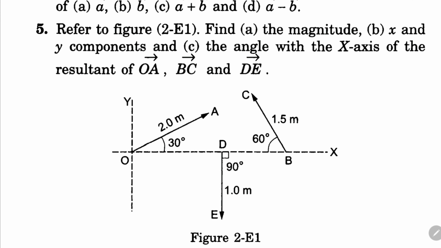Now question 5 is a bit long. In this question we have been given 3 vectors, OA, BC and DE. These 3 vectors have different angles from the x-axis in different orientations. Remember, the angles are given from different orientations, so just keep that in mind also. We have to find many things like the magnitude and x and y components.